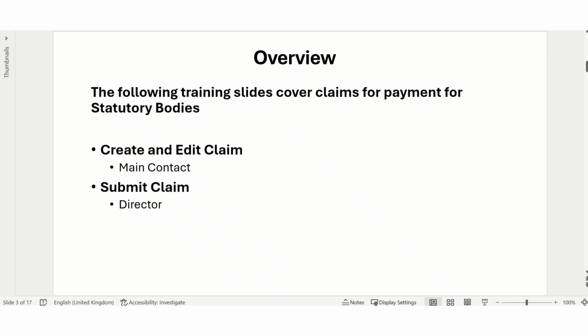In this user guide, we will look at how the main contact for your organization, your statutory body, can create and edit a claim, and then how the director of your statutory body can submit that claim.